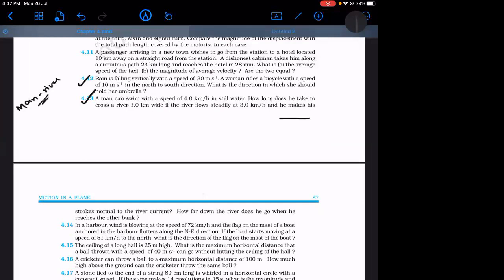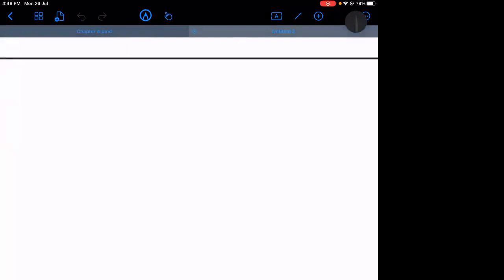There is a river and a man can swim with the speed of 4 km per hour in still water. How long does it take to cross a river 1 kilometer wide? If the river flows steadily at a rate of 3 km per hour and he makes his strokes normal to the river current, how far down the river does he go when he reaches the other bank? Oh, I have certain questions to ask before I do this problem. So let me teach the concept.